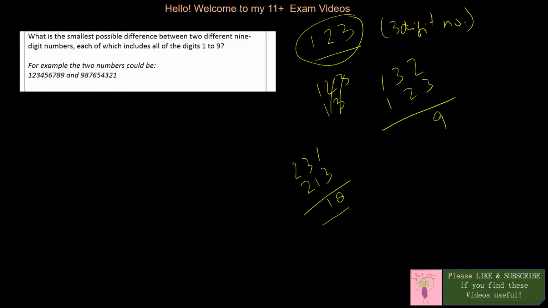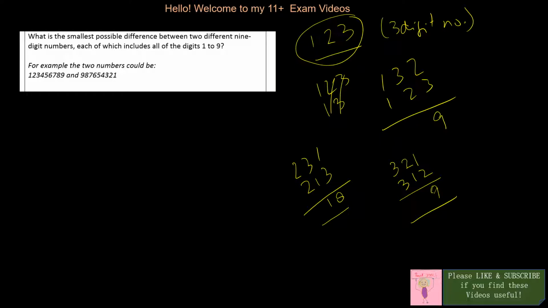We have 1 2 3, 3 2 1, then we could put 3 in front. Let's do it, 3 in front. If you put 3 in front, we get 3 2 1 minus 3 1 2. Again, the difference is 9.